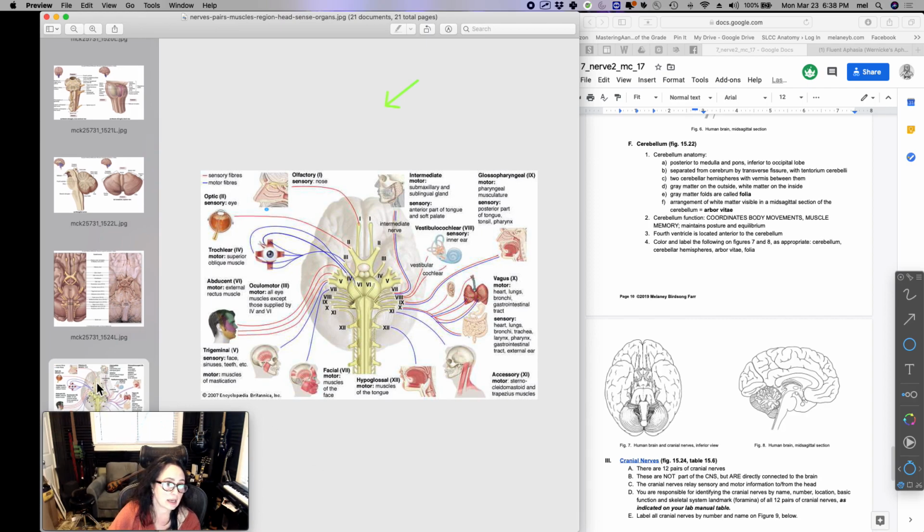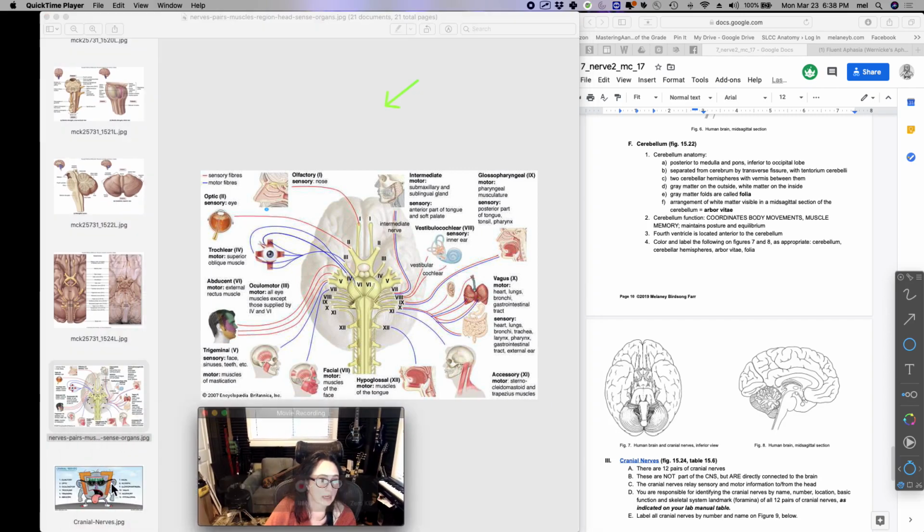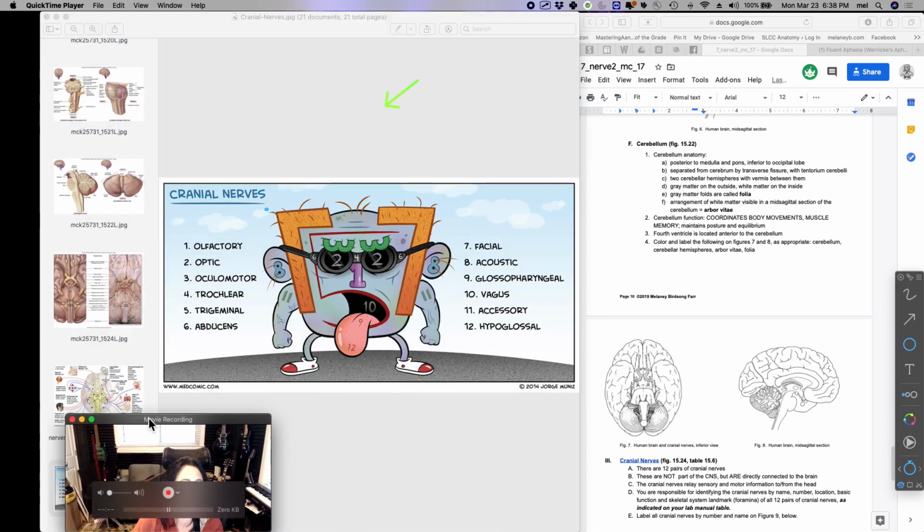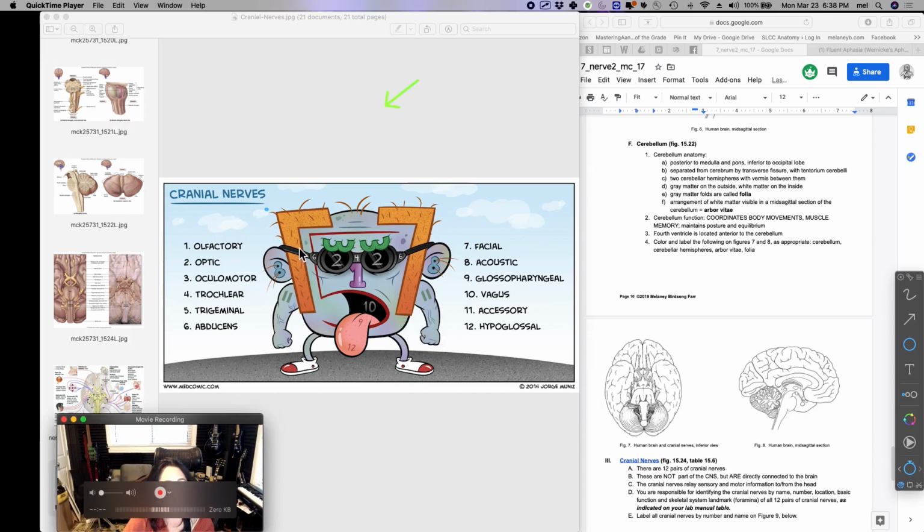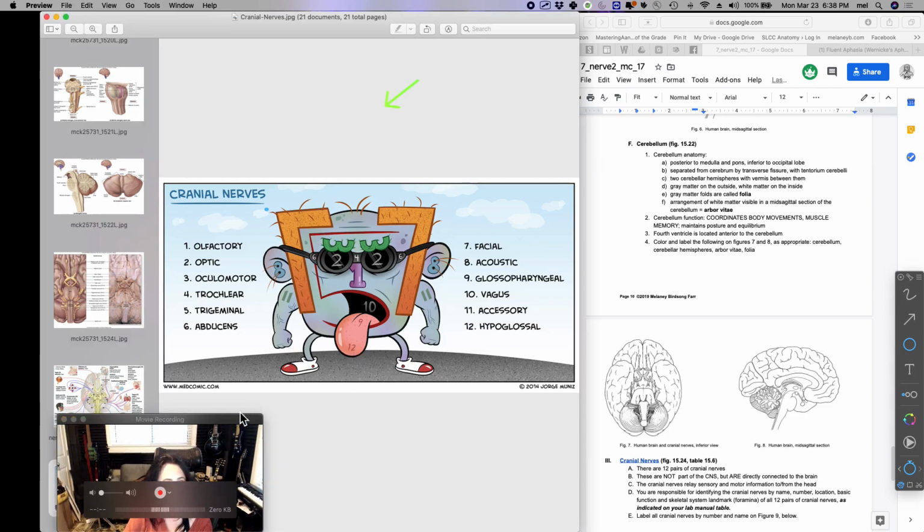I also kind of like this one. This one's kind of cool because it's got all of the functions, like number 1 is olfactory, number 2 is optic. This one moves the eyes, so that's oculomotor. Isn't that kind of cute? Number 12 is hypoglossal, which controls the tongue, so that's kind of cute as well. Okay, so I like that picture. I'll probably post that for you as well.